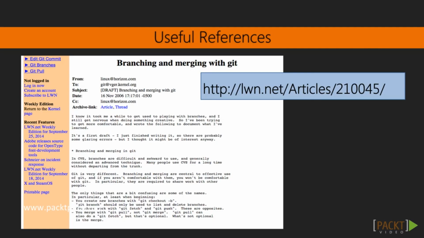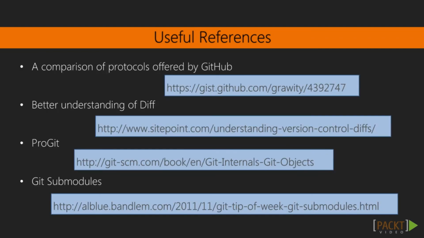Here are a few references and resources that have helped me in my quest to increase my proficiency with Git. This is a description of Git operations, specifically how branch, checkout, fetch, pull, and push work. As he states in the beginning, branching and merging are central to effective use of Git, and if you are not comfortable with them, you won't be comfortable with Git. A comparison of protocols offered by GitHub, better understanding of diff, a great explanation of the internal storage of objects and trees in Git is in ProGit.